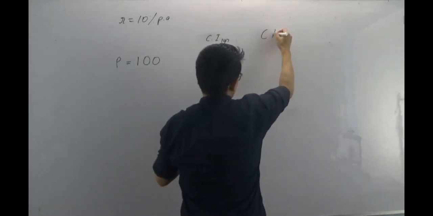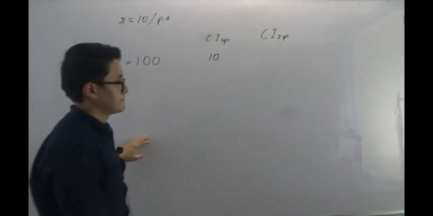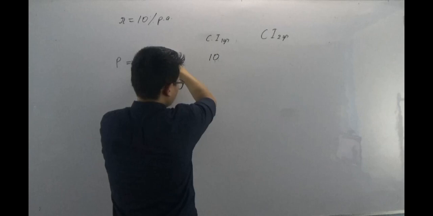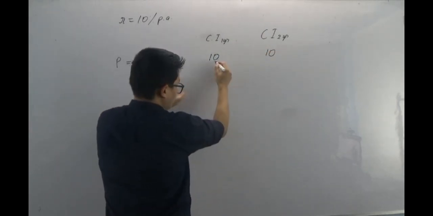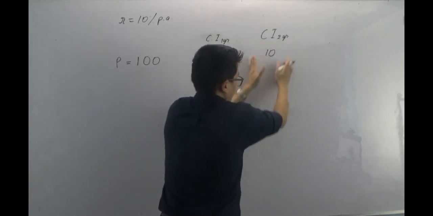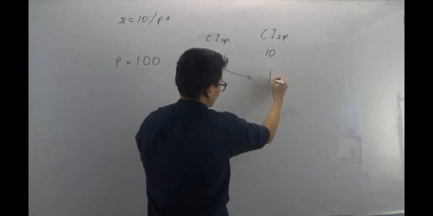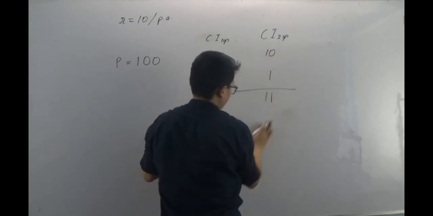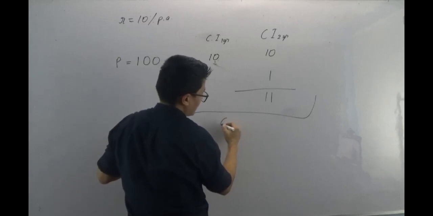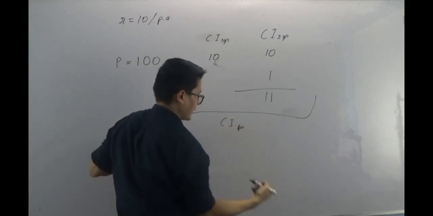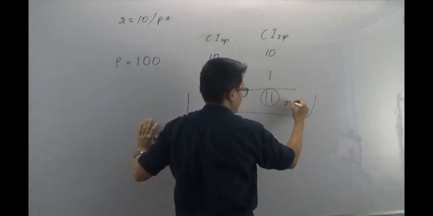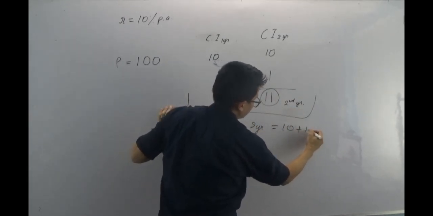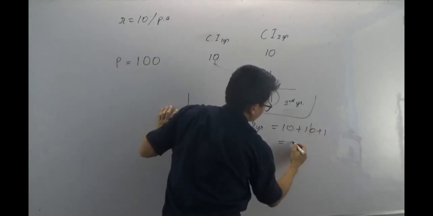Now, compound interest for 2 years. Here the interest is charged on interest too. 10% of 100 is 10, the first year's interest. Then the second year's interest is calculated on the principal plus the first year's interest, so 10% of 110 is 11. The total compound interest for 2 years is 10 plus 11, which is 21.